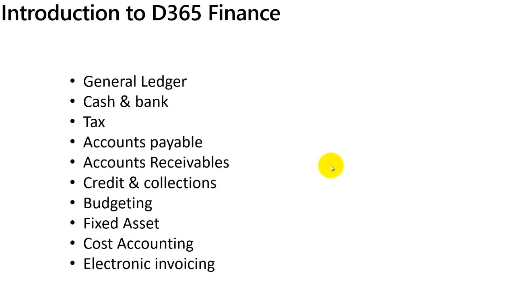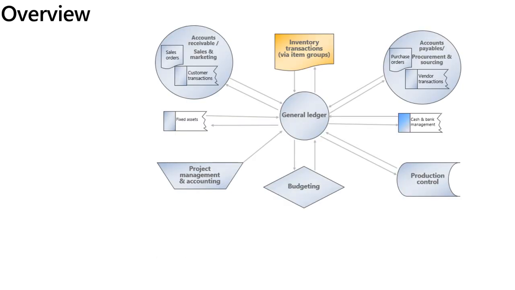The modules which are included in Finance are the general ledger, cash and bank, tax, accounts payable, accounts receivable, credit and collections, budgeting, fixed assets, cost accounting, and electronic invoicing. Finance offers tools and features with built-in intelligent controls such as charts, KPIs, and workspaces to give insight into a company's cash flow, project supply, and demand.